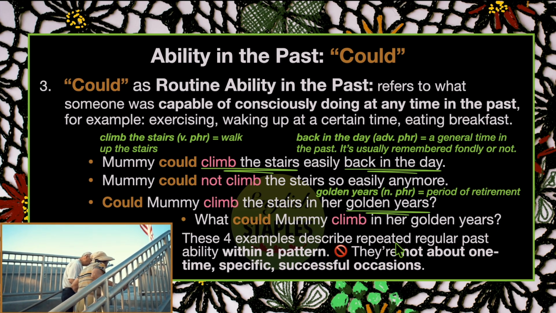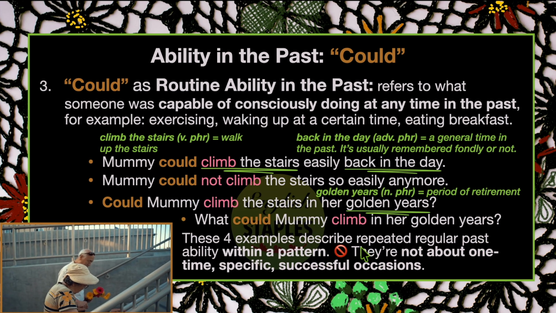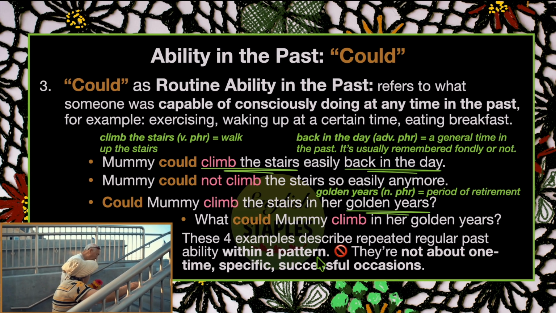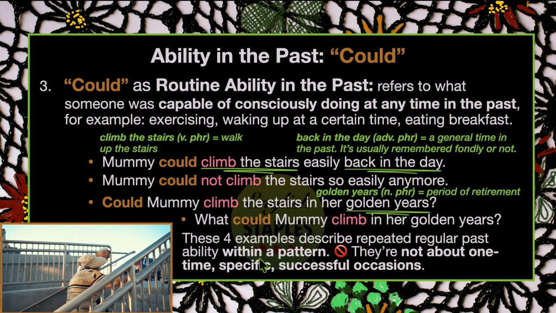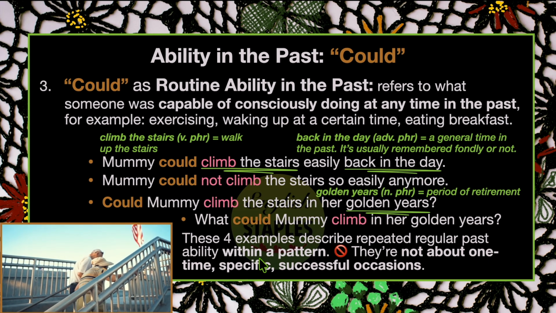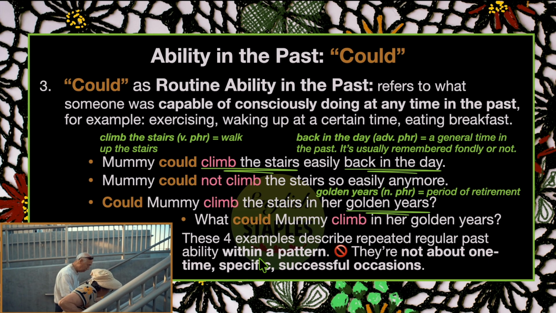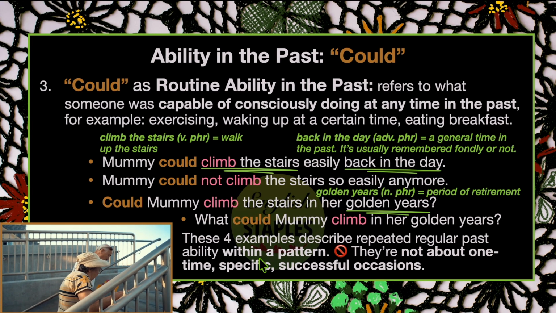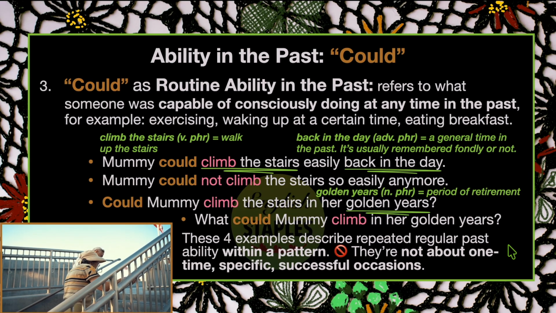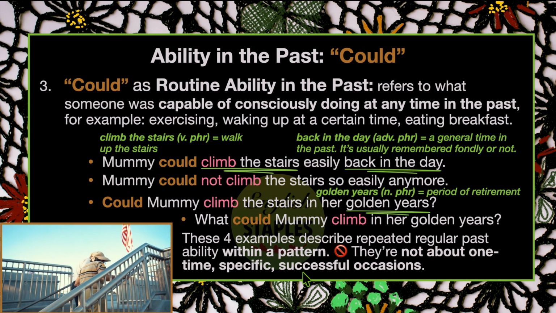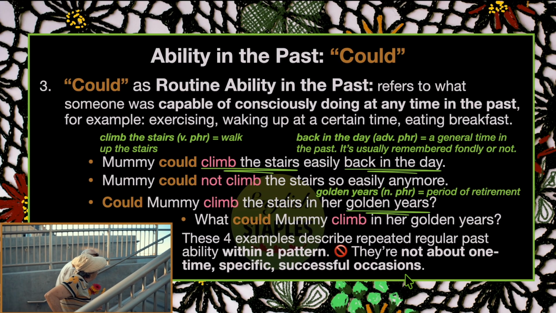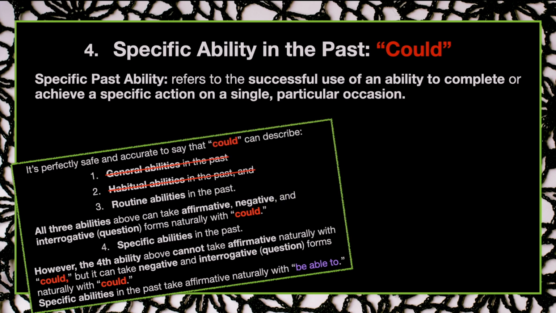These four examples describe repeated, regular past ability within a pattern. That's routine. It was all repeated, regular past abilities, but they were within a pattern. They're not about a one-time specific successful occasion. On our checklist, we've completed number 3. Now we're going to look at number 4, specific abilities in the past.